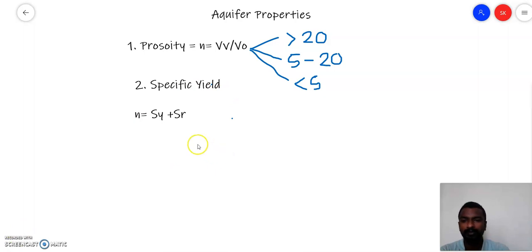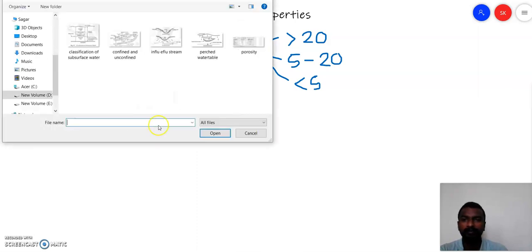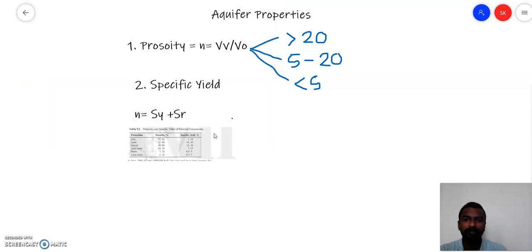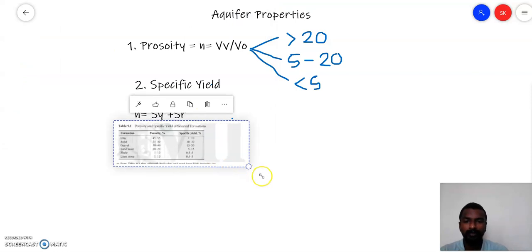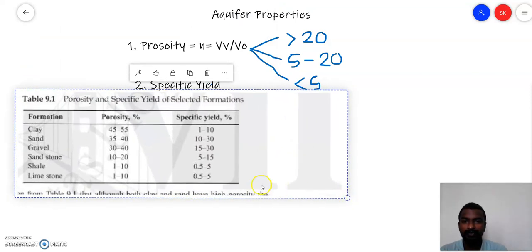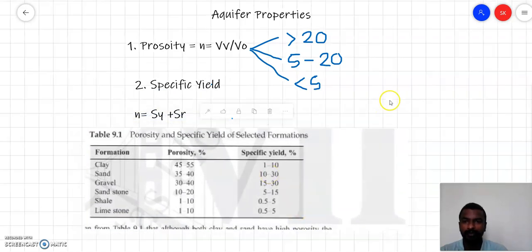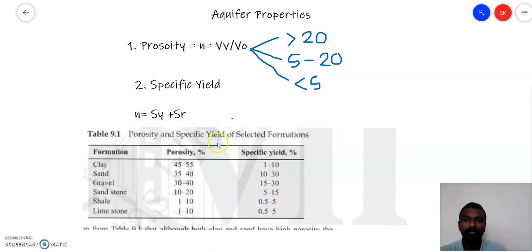Now we will discuss how porosity or specific yield may vary depending upon the type of material. We'll see a table which will give us the idea of how it varies depending upon the material, whether it is clay or any other material. From this table we can observe the porosity and the specific yield of selected formations. Here you can observe clay, sand, gravel, sandstone, shale and limestone.